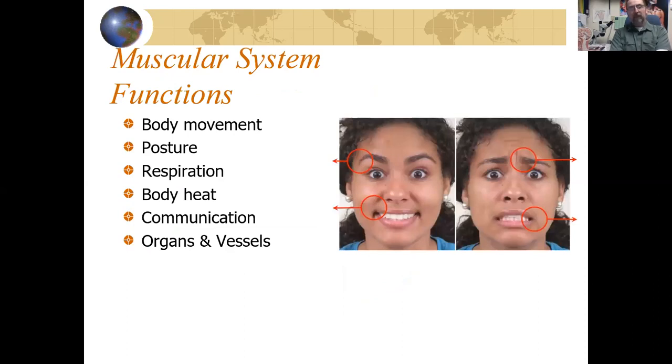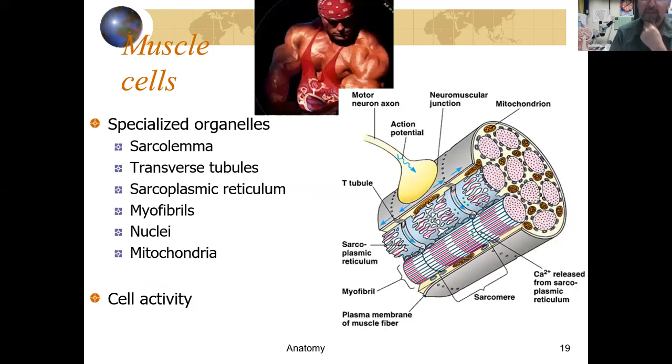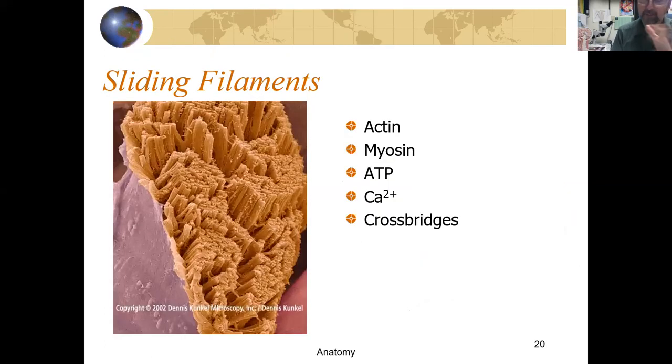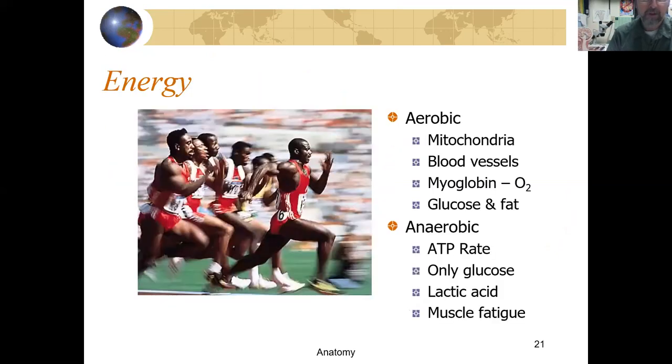Okay, muscle system. Again, body movement, but also posture, moving air into and out of the lungs. It says respiration, should say ventilation. Produce body heat, communication, and then heart and cardiac muscle and smooth muscle, that's organs and vessels. We spent a lot of time on the special structures of muscle cells. We talked about the mechanism, how the filaments slide, where you have the motor end plate and the impulse, then the T tubules and the sarcoplasmic reticulum, and then the filaments slide past one another with cross bridges.